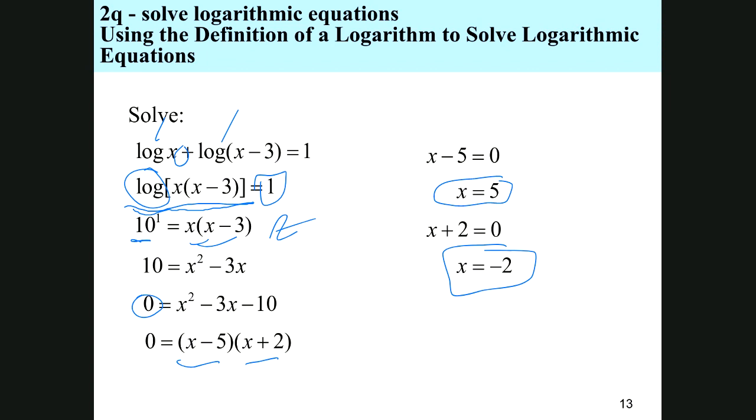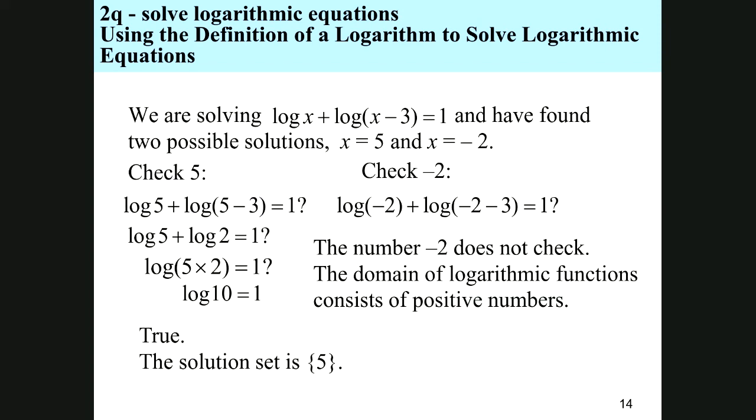All right, it's either positive 5 or negative 2. Now, don't toss this one, the x equals negative 2, just because it's negative, right? That doesn't make it invalid. What makes it invalid is if we plug it in and it makes a negative or 0 inside of a logarithm. So let's check that out first.